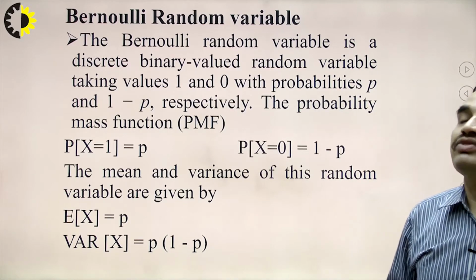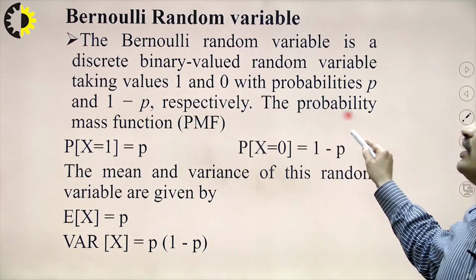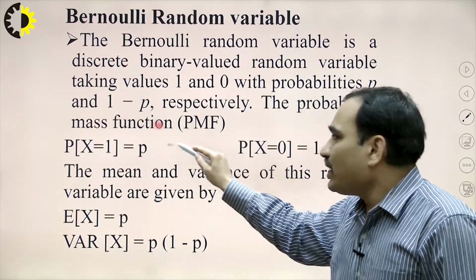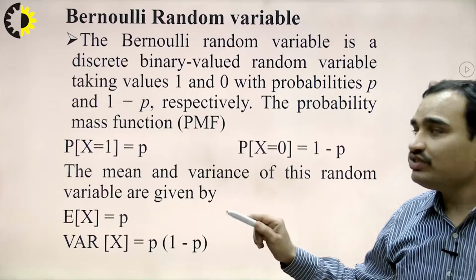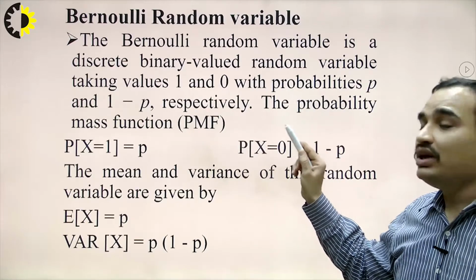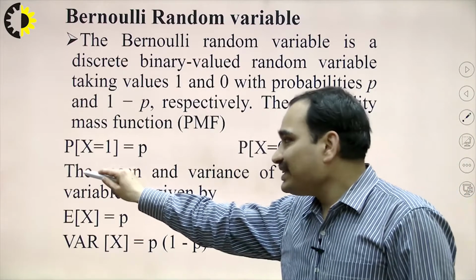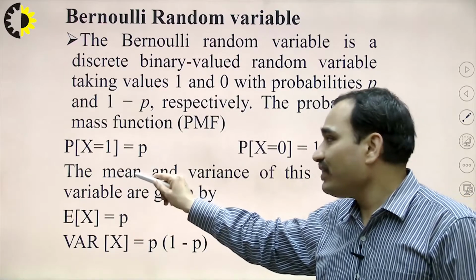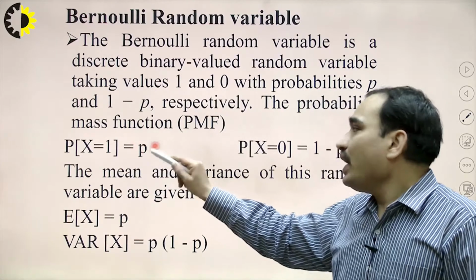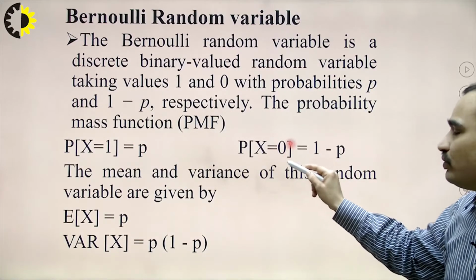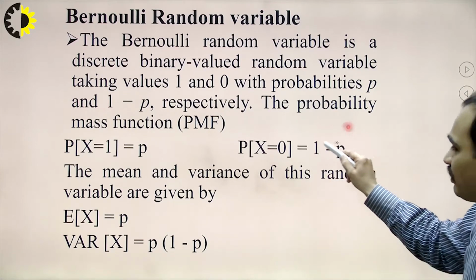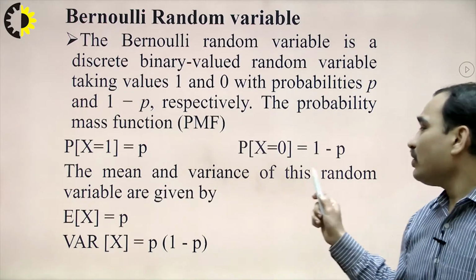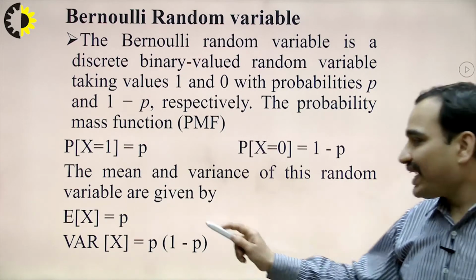The PMF, also known as the discrete probability density function, is also known as the probability mass function. The probability mass function for the Bernoulli's random variable has the values x equals 1 and 0 respectively. For 1 we have considered the probability as p, and for the value 0 we are considering the probability as 1 minus p.